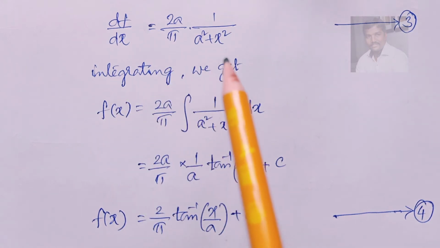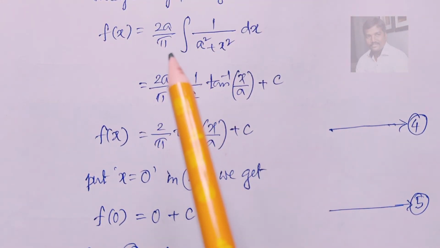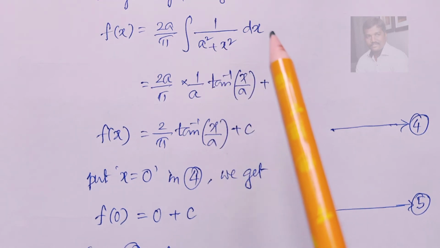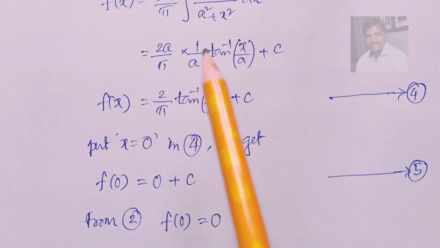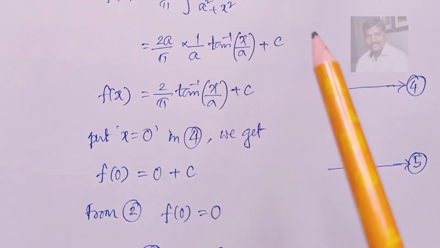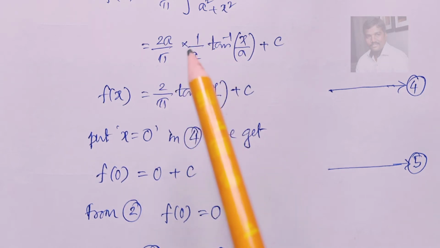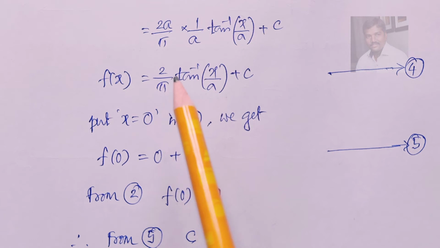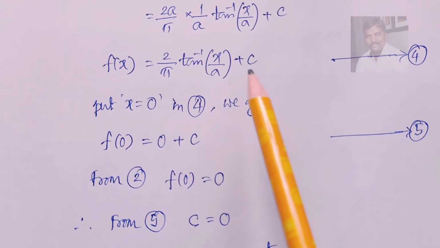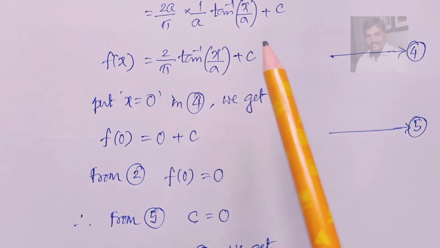Okay, integrating, we get f of x is equal to 2a by pi integral 1 by a square plus x square dx. We know the formula: integral of 1 by a square plus x square dx is 1 by a tan inverse x by a plus c. So that a gets cancelled here. Now f of x is equal to 2 by pi tan inverse x by a plus c. So here this is f of x, but we have to find what c is in this.